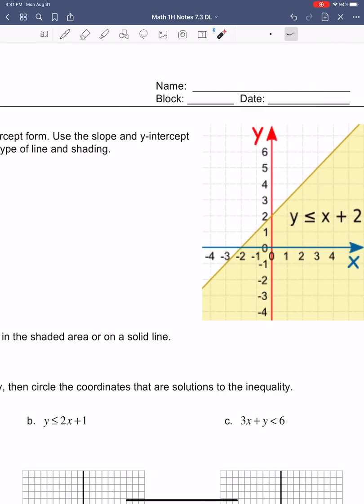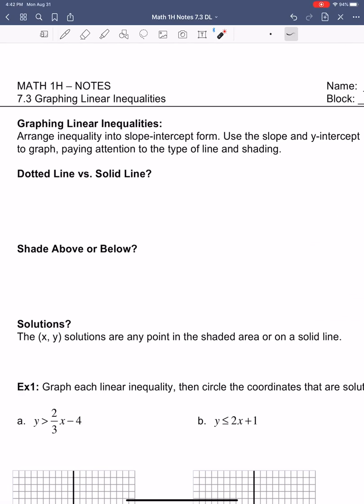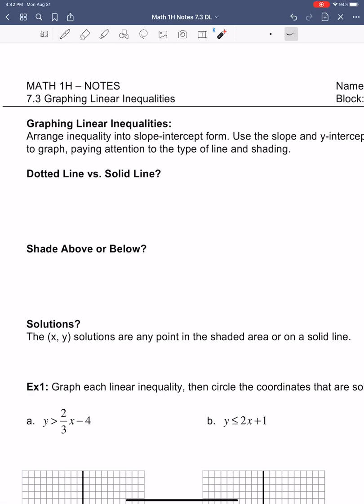If you were to look at this example, you would see we do have this shading, right? This yellow shading underneath the line that they've drawn here. Okay, and so let's talk about the type of line and the shading here. So first, if we have a less than symbol or a greater than symbol, right? So there's no or equal to bar underneath, then this is going to be a dotted line that we're going to draw with our graph.